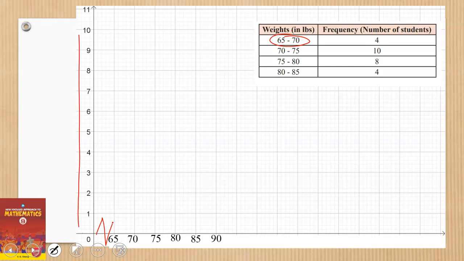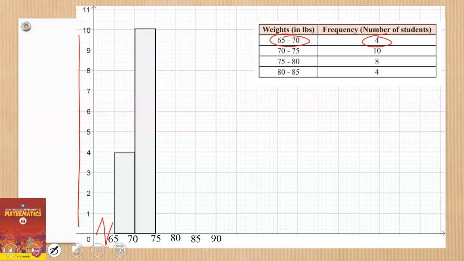Okay, and since we are not starting from the origin, from 65 to 70 we create a bar, and the bar rises up to 4 on the frequency scale. Then from 70 to 75 we have 10, so that one goes to 10. We draw it nicely there. Then from 75 to 80 we have up to 8. Then finally we have 80 to 85 up to 4, so we get it up to 4 like this. And so that is the histogram.